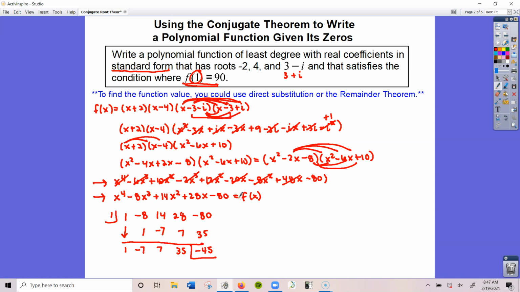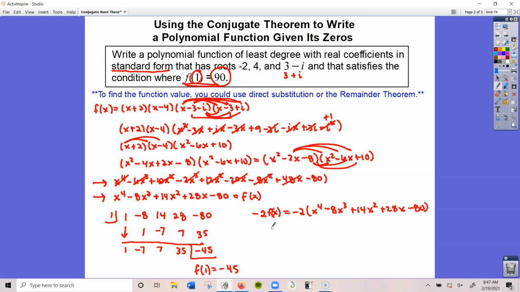So for our polynomial right now, if I plug in f of 1, I actually get negative 45. I don't get 90. But if I multiply negative 45 by negative 2, then I would get 90. So what that means is that we would have to multiply negative 2 to f of x. So we get our function here, and we're going to multiply a negative 2. So x to the fourth minus 8x to the third plus 14x squared plus 28x minus 80.